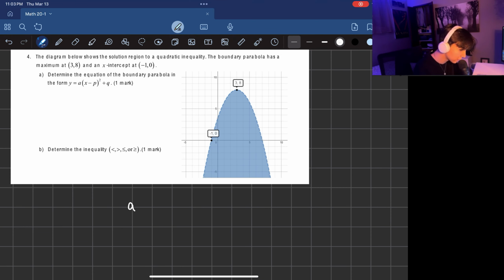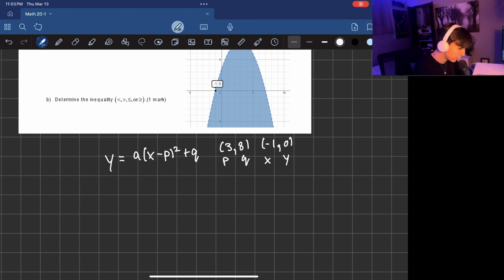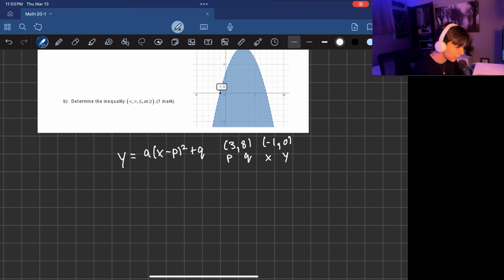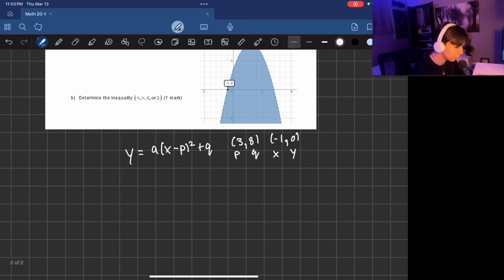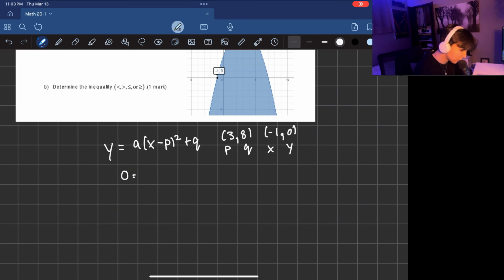So we have y equals a(x minus p) squared plus q. So we have the point (3, 8), and this is going to be our vertex. So it's going to be p and q. And since we have an x-intercept, we have (-1, 0), and this is going to be x and y. So now we have enough information to actually plug this back into our equation and model what this parabola looks like. So y is equal to 0, so let's plug that in.